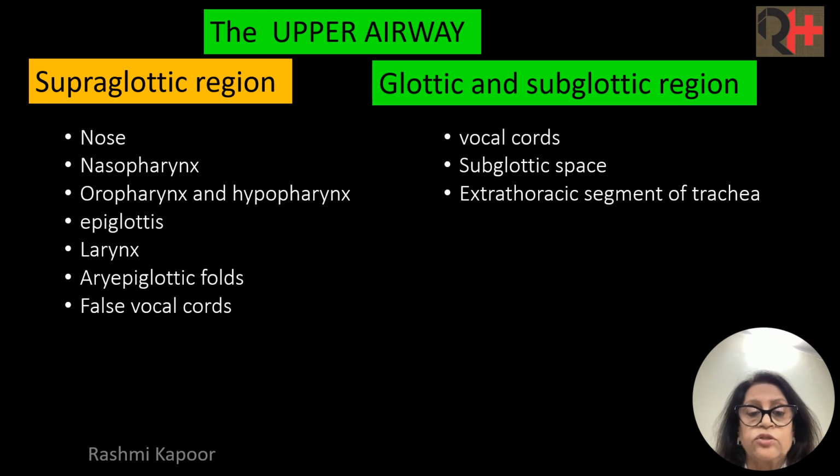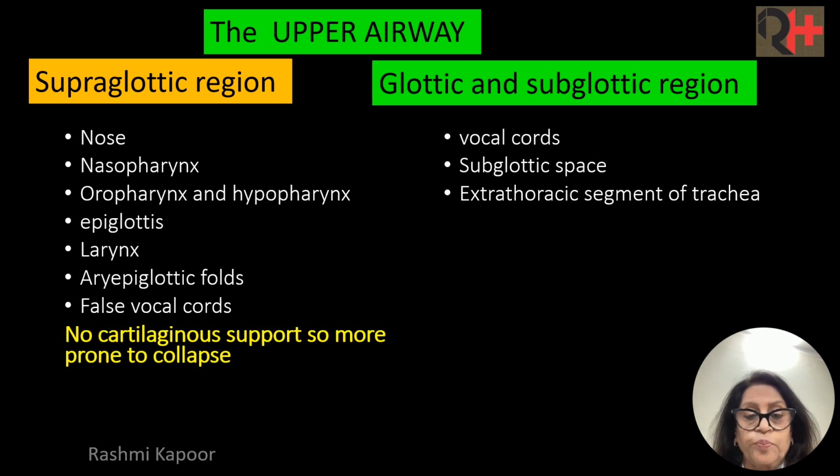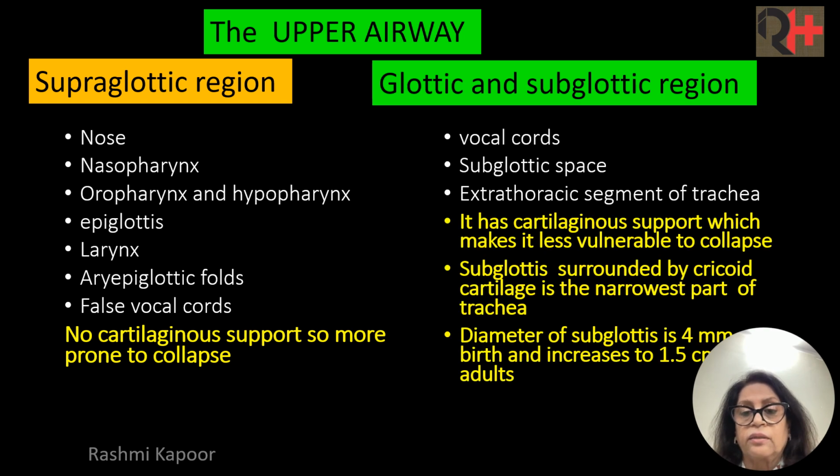The supraglottic region includes the nose, nasopharynx, oropharynx, hypopharynx, epiglottis, larynx, aryepiglottic fold, and false vocal cord, whereas the glottic and subglottic regions are constituted by the vocal cords, the subglottic space, and the extrathoracic segment of the trachea. The supraglottic region has no cartilaginous support, so it is very prone to collapse, whereas the glottic and subglottic regions are surrounded by the cartilages, which I just enumerated, so they are less vulnerable to collapse.